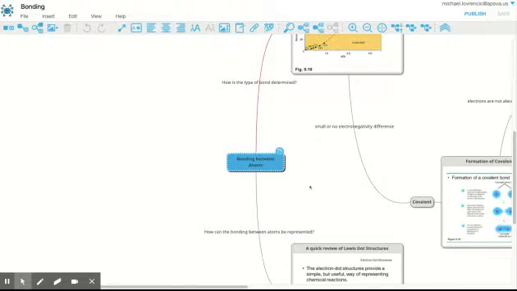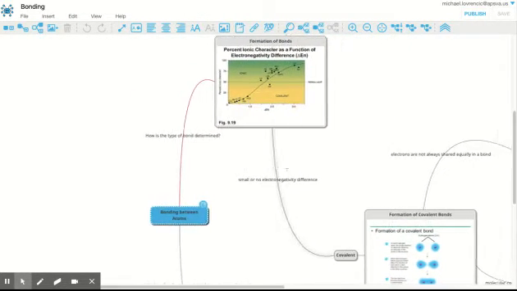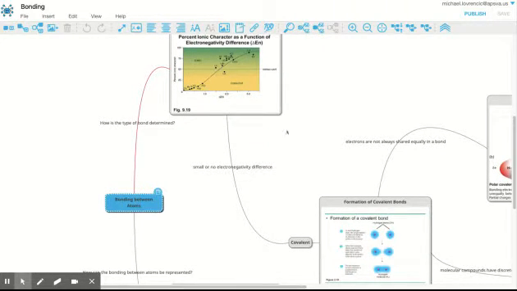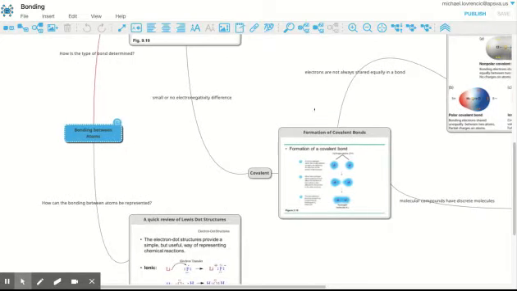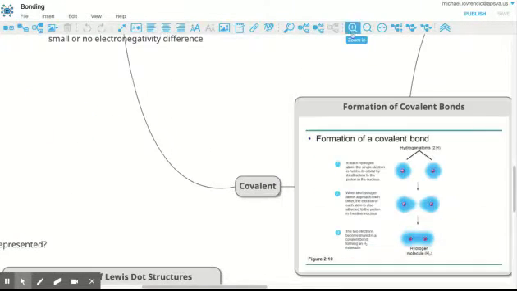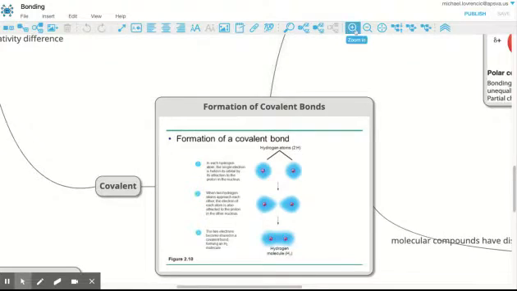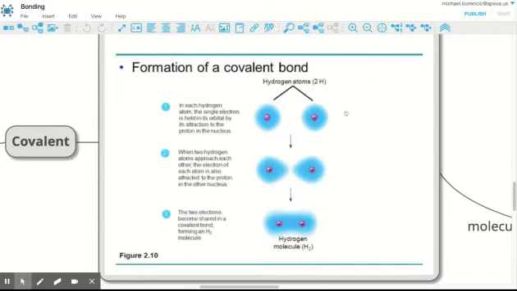If we go back to our flow chart, when we have a small difference in electronegativity, that's when we have a covalent bond. We have a small or no difference, and that covalent bond can form by a sharing of electrons. Now, this is looking at the formation of a covalent bond between hydrogen atoms, each one having one valence electron. When they get close enough, the nucleus of a neighboring hydrogen atom will start attracting the valence electron of its neighbor.